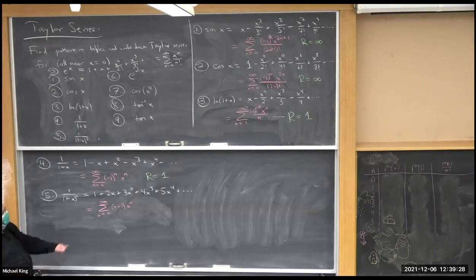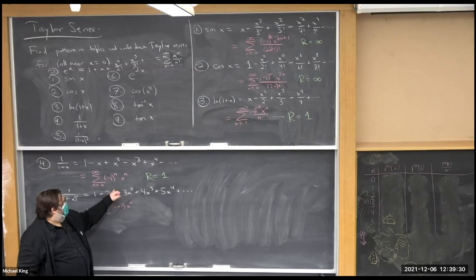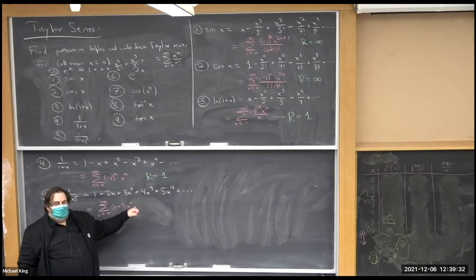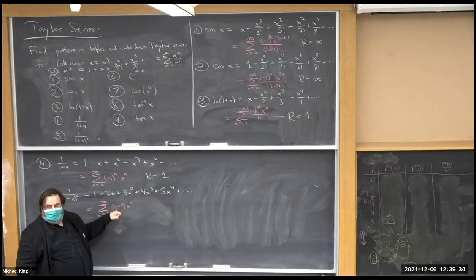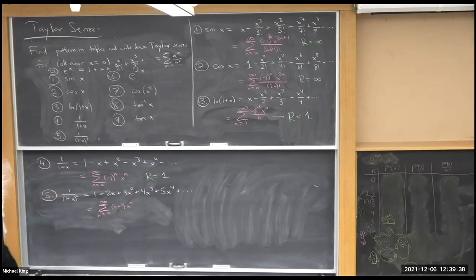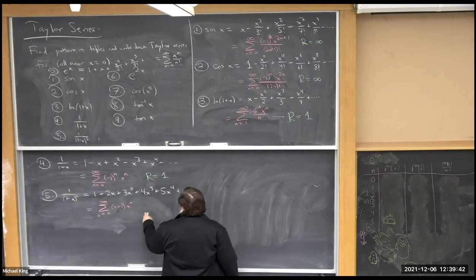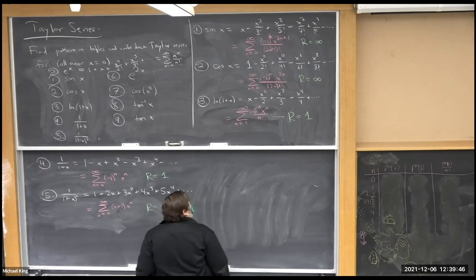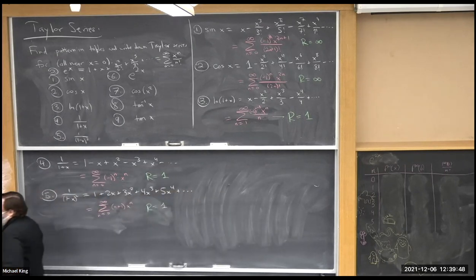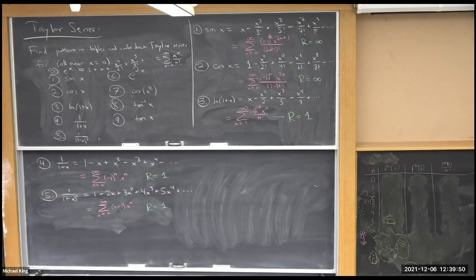Right, the coefficient is 1 more than the power each time. 2x to the first, 3x squared, 4x cubed. So if you make this x to the n, this has to be n plus 1. Does that make sense? Okay. And again, it turns out r equals 1 here. Okay, so let me just show you a picture of this for a second.